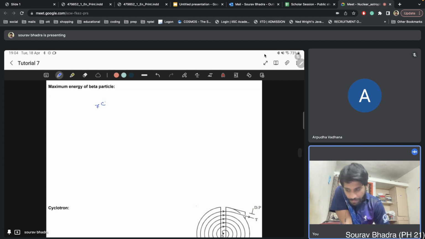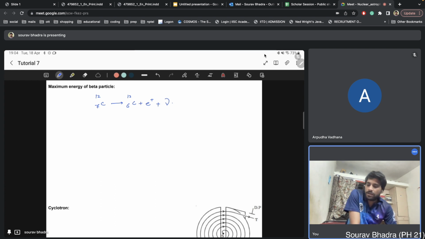So suppose I have an equation like this: 7C12 is decaying to 6C12 plus a positron, which is the beta ray, and a neutrino. So from here, how can I calculate the maximum kinetic energy of the beta particle?